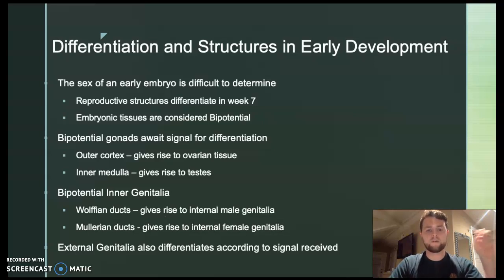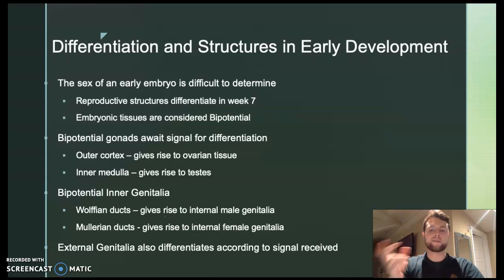The bipotential gonads await a signal, or a lack thereof, to begin differentiating. The bipotential gonad is comprised of two major parts. It has an outer cortex and an inner medulla. The cortex is what gives rise to the ovarian tissue, and the medulla is what gives rise to testes.